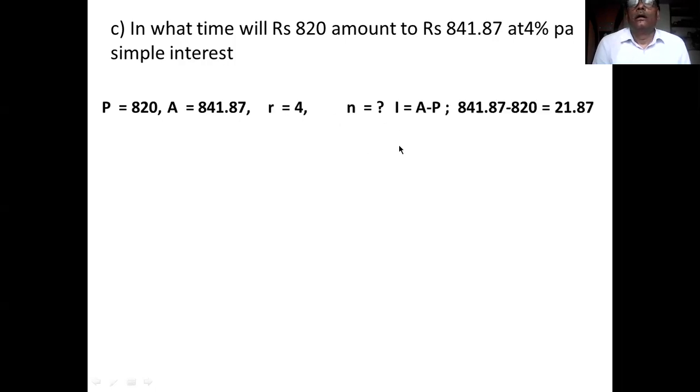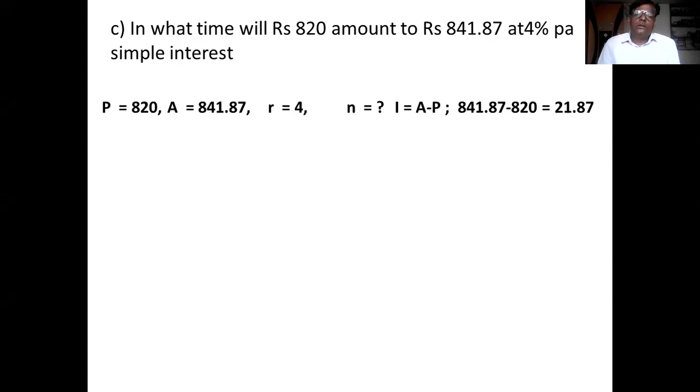Then I, interest, is equal to A minus P. A minus P means amount minus principal. Interest is equal to amount minus principal. So amount is 841.87. Principal is 820. So 841.87 minus 820 is equal to 21.87. 21.87 is the interest.